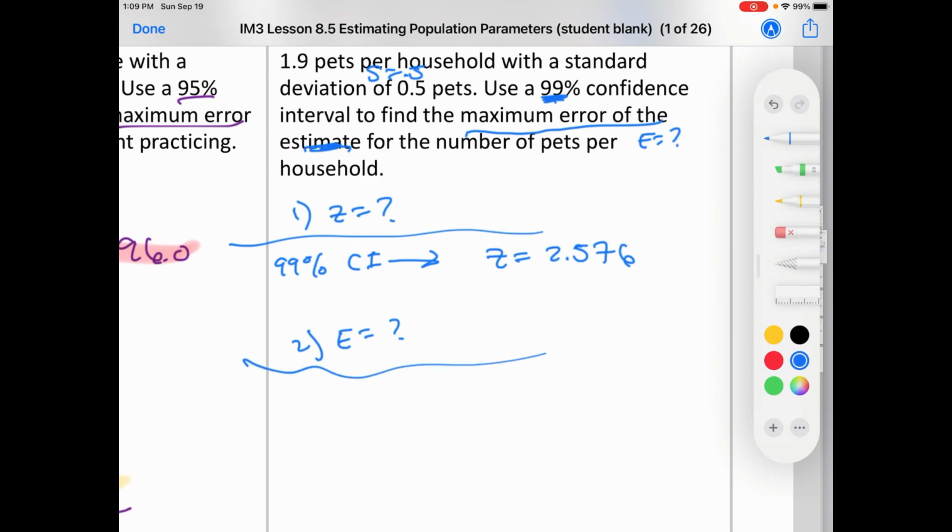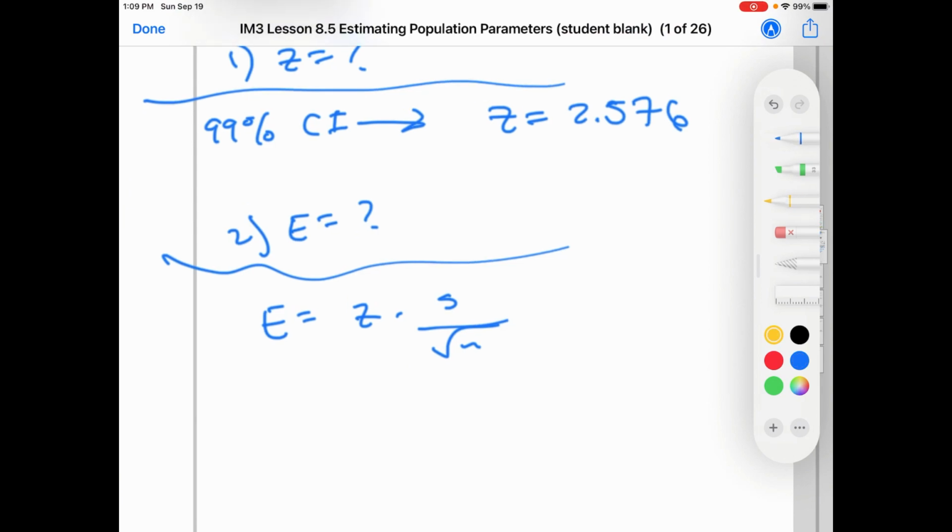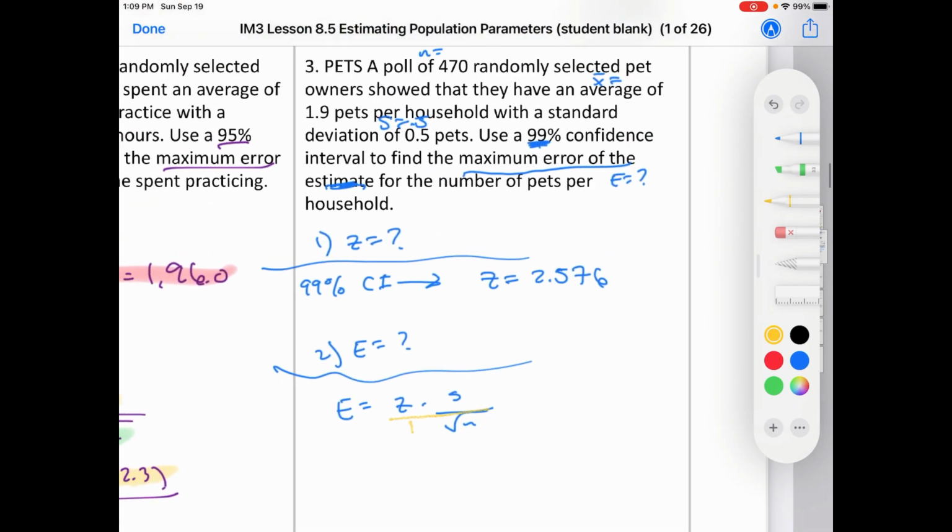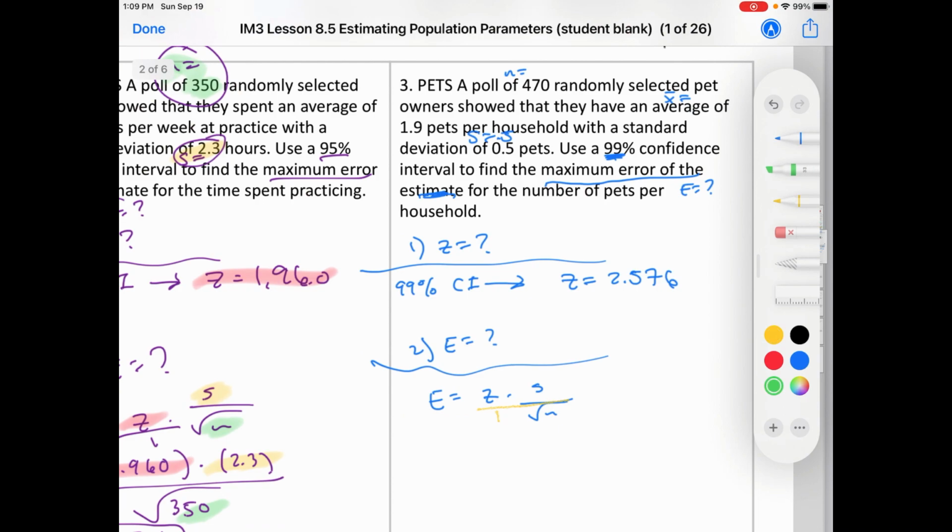Okay, the second thing is I want to get E, which is the maximum error of the estimate, or the margin of error. So I have E equals the Z times the standard deviation over the square root of n. And we were saying that to make Z a fraction is just over 1. So it's just really Z times S over the square root of n. Okay, let's do this color coding here to help you. Our Z score comes from right here. So let's write that in.